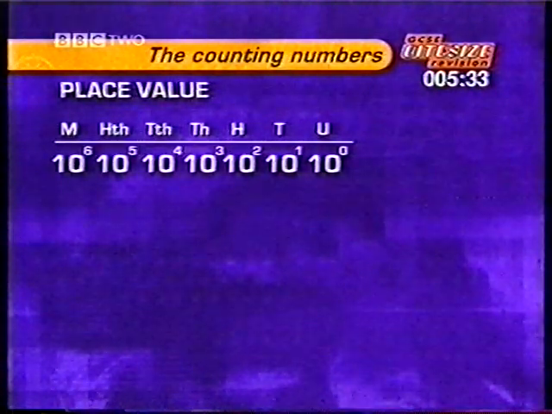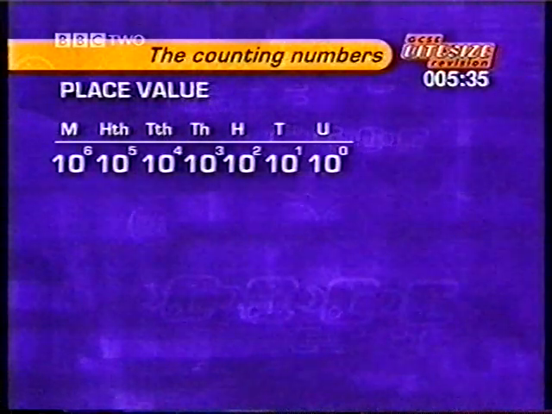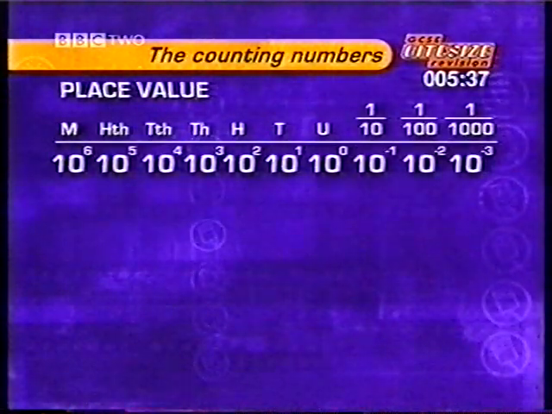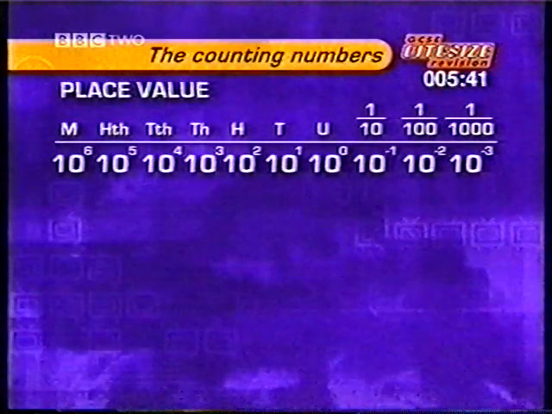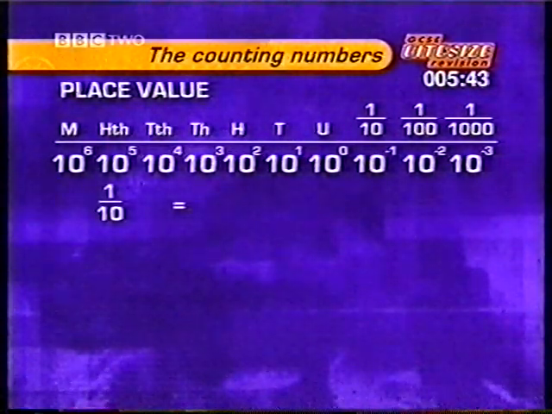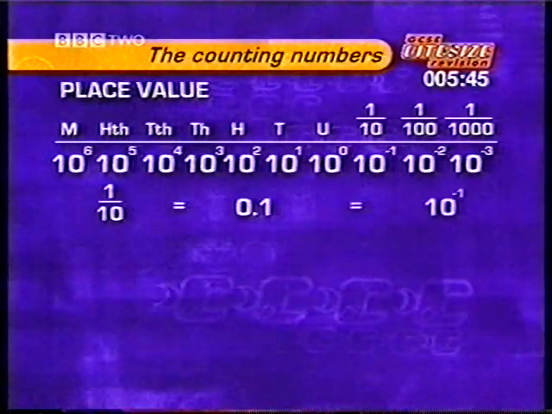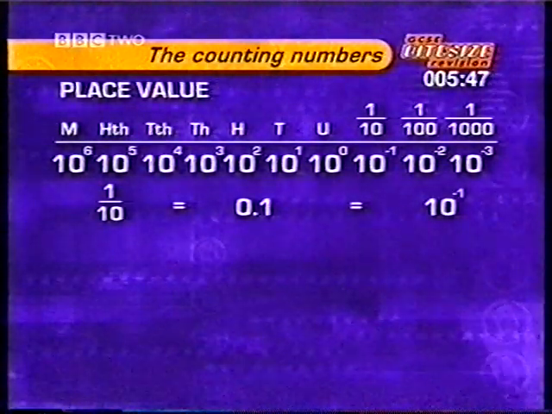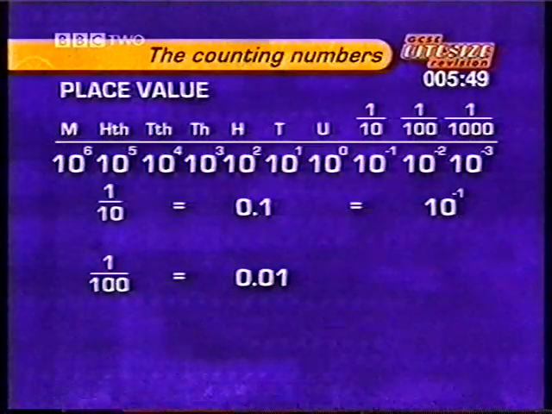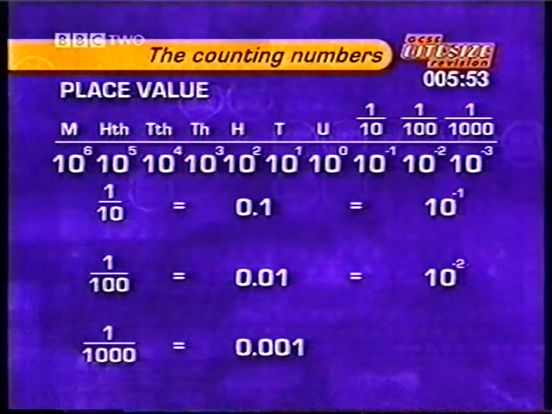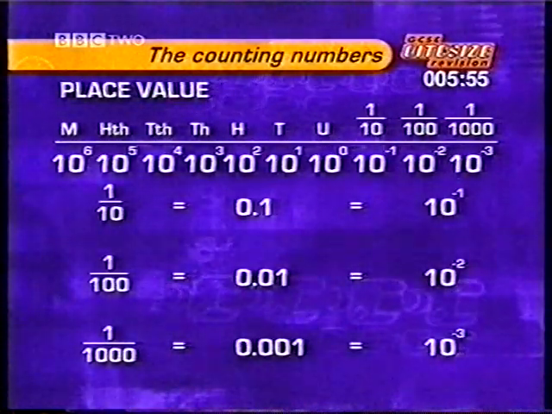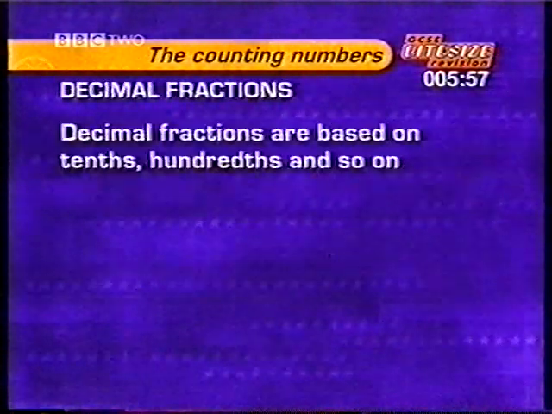Place values based on powers of 10 don't stop with units. The system continues with negative powers, representing fractions. So 1/10 is 0.1 or 10 to the power minus 1. 100th is 0.01 or 10 to the power minus 2. 1000th is 0.001 or 10 to the power minus 3, and so on.